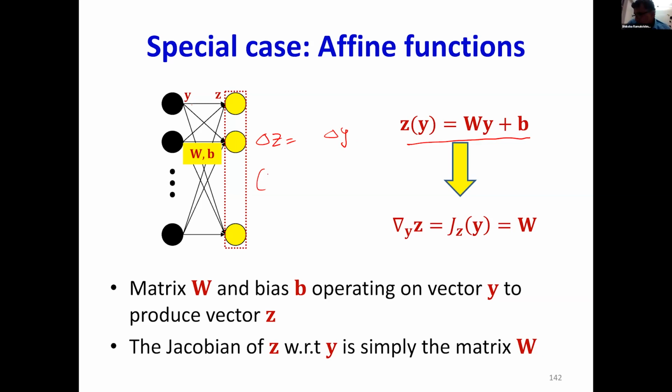Let me do this. z plus delta z equals w times y plus delta y, plus b, correct? If I increment y, z increases. Does it not? Yes or no? Right. So how does delta z relate to delta y?